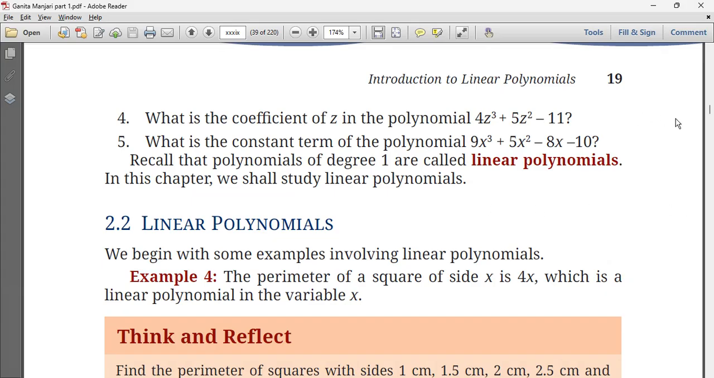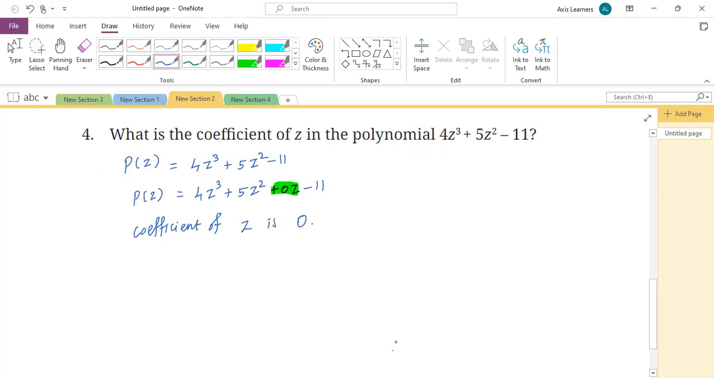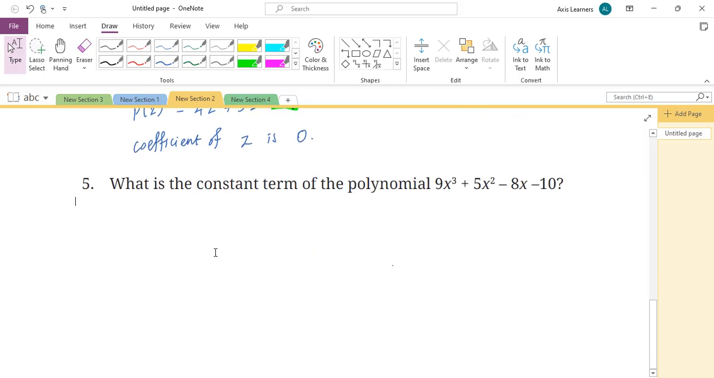Next one, the last question in the first exercise. In this question, we need to find the constant term of the polynomial. So the given polynomial is in terms of x, so I will write p of x. P of x is equal to what? 9x cube plus 5x square minus 8x minus 10.